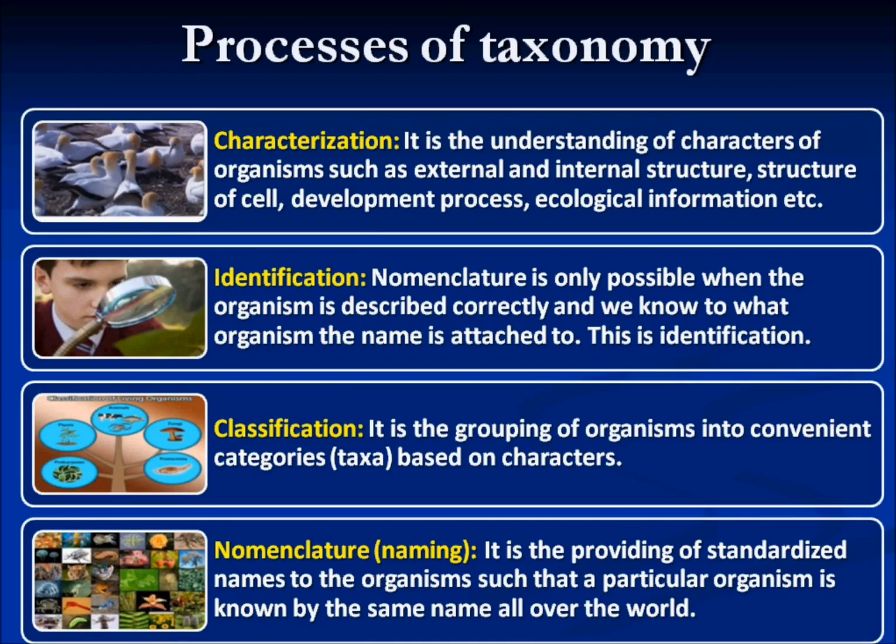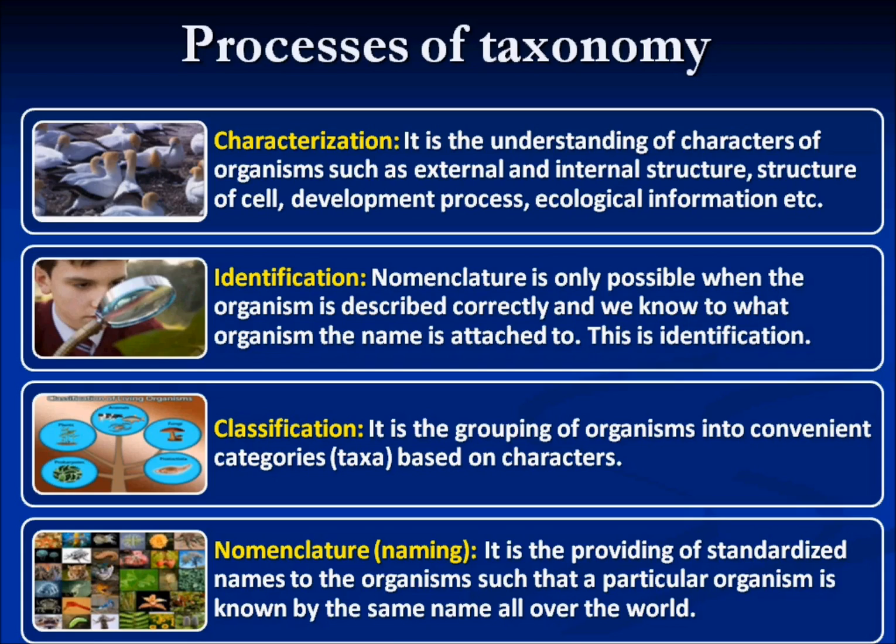So for understanding the characters of any organism, for example, an organism has certain external characters and certain internal features. And we also take into account the structure of the cell. So you know that on the basis of structure of the cell, we can divide a cell into a prokaryotic cell or a eukaryotic cell. A prokaryotic cell does not have a well-defined nucleus, but a eukaryotic cell has a well-defined nucleus. So we can divide organisms on the basis of structure of the cell.